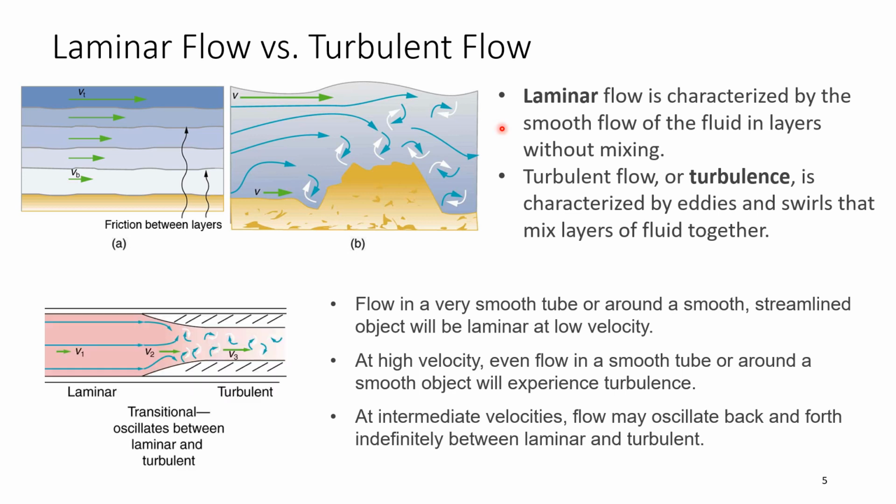For example, flow is laminar in this large part of the blood vessel and turbulent in the narrowed part, where velocity is high. However, in the transition region, the flow can oscillate between laminar and turbulent flow.